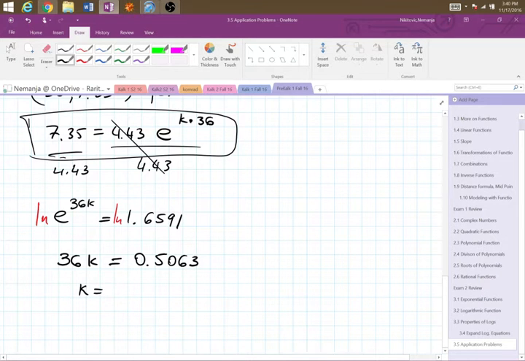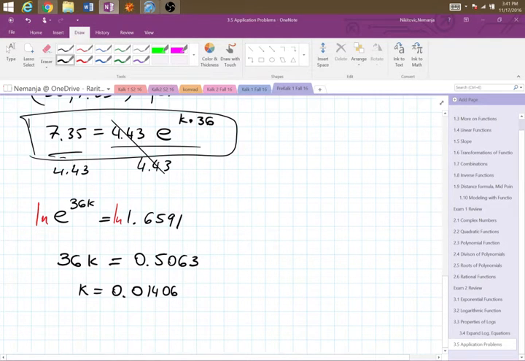K equals, we will divide both sides by 36. So 0.5063 divided by 36 to obtain 0.0, and now 4 decimals, 4 significant, right? So it's going to be 0.01406. When there are zeros in the front, you have to put 5 decimals. So depending on it, it's four significant, right? The ones that are non-zeros.